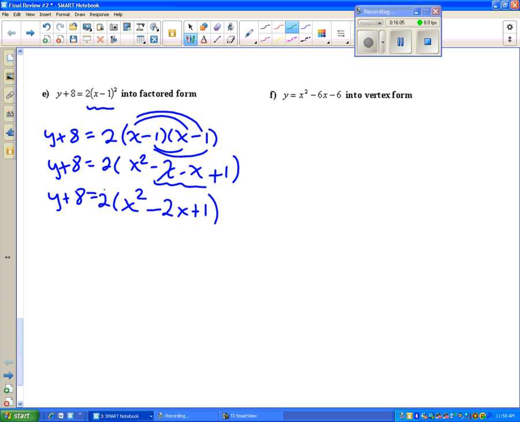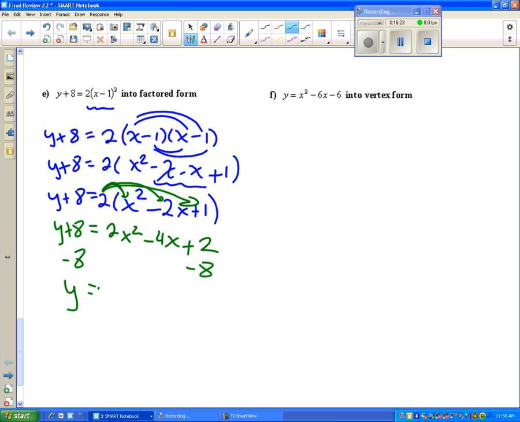Now I distribute the 2. Y plus 8 is equal to 2 times x squared is 2x squared, 2 times a negative 2x is a negative 4x, 2 times 1 is plus 2. Lastly, I have to get rid of this 8. So I have y is equal to 2x squared minus 4x minus 6, because 2 minus 8 is negative 6.